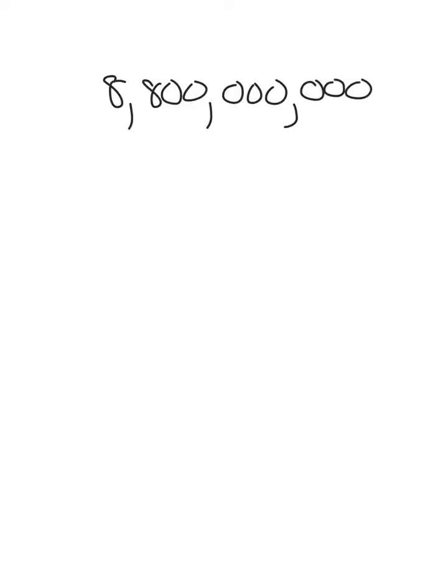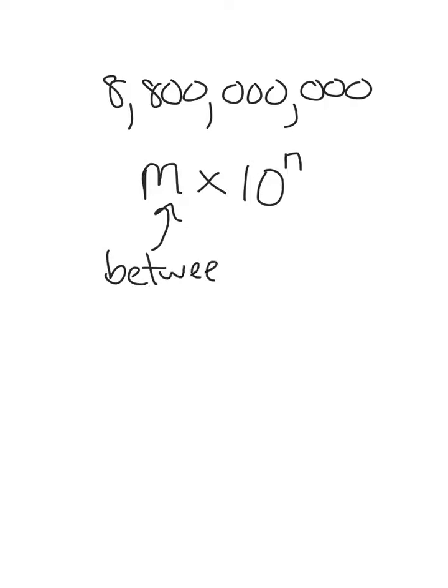Let's suppose we want to put 8,800,000,000 into scientific notation. This is your notes, but I'm just reviewing them. Remember, to do that, you have to put it in this form. There's some number m times 10 to some power. And m has to be between 1 and 10.